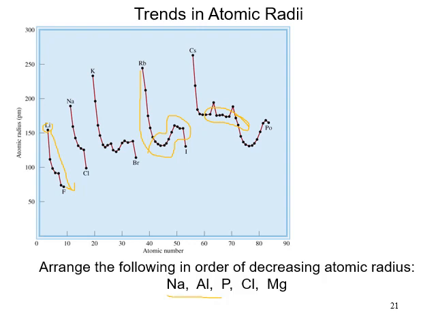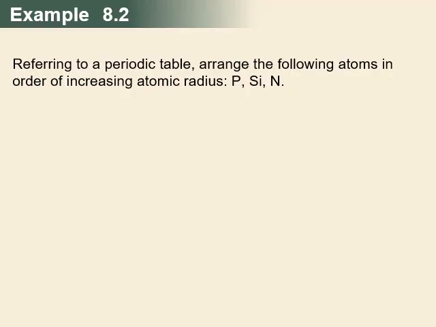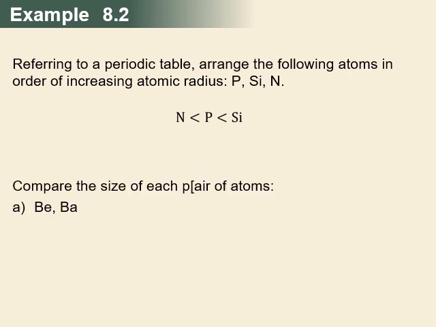So if we had to arrange the following in order of decreasing atomic radius: sodium, aluminum, phosphorus, chlorine, and magnesium. These are all in the same period. You have a decrease as you go from left to right. So put those in order from left to right, and then you'll see that decrease. Again, to arrange phosphorus, silicon, and nitrogen, looking at the periodic table, that would be the order.